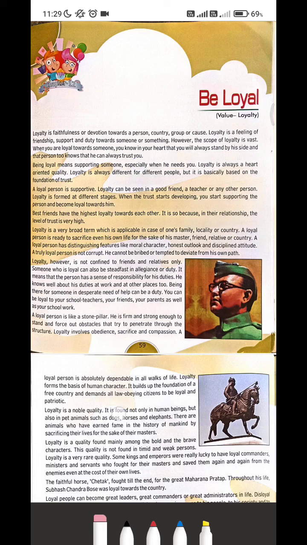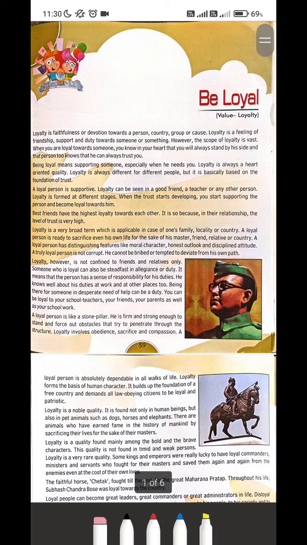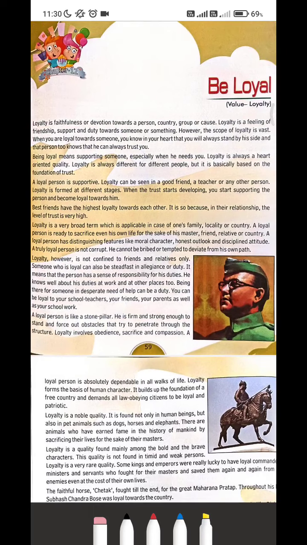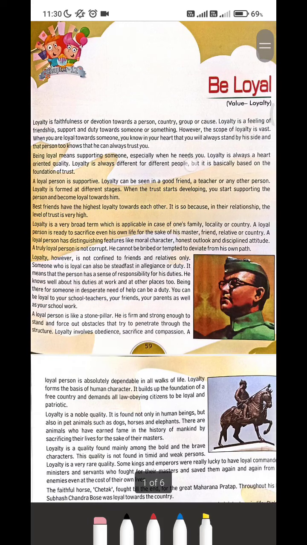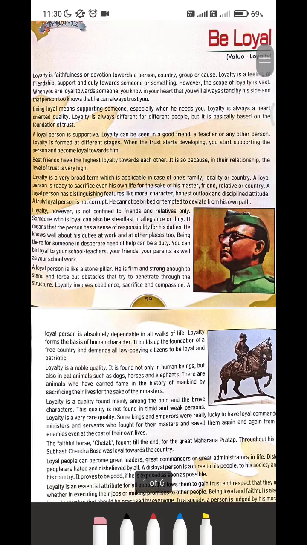Take the example of your friend. Just suppose your friend needs you in a particular situation. Now, in that particular situation, students, if you are helping him, this means you are loyal to that particular friend. Now, loyalty is always different for different people, but it is basically based on the foundation of trust. This means you trust the other person, and the other person knows that you trust him, and he is going to support you in case of need.